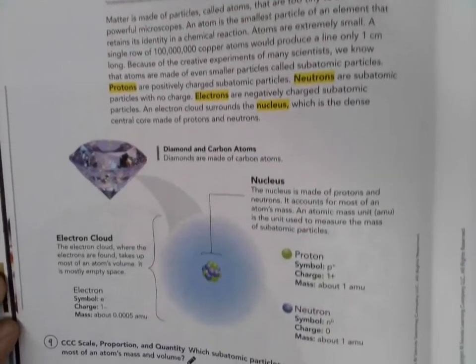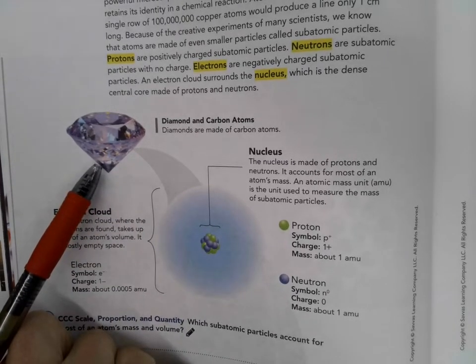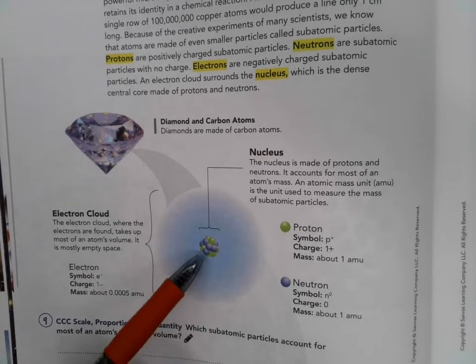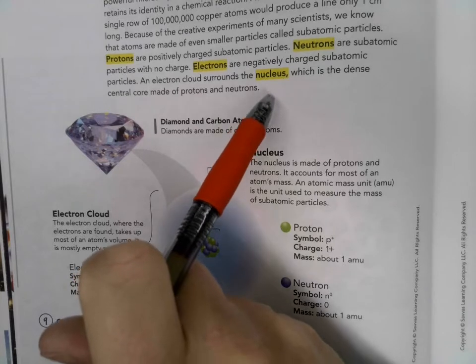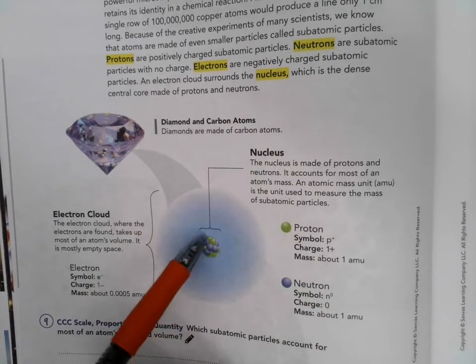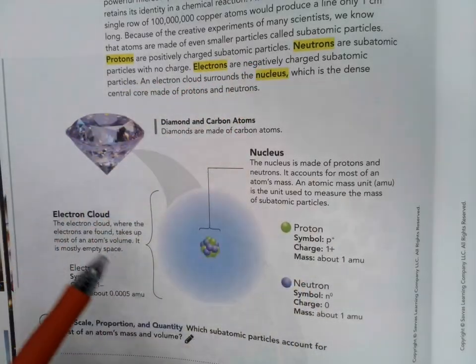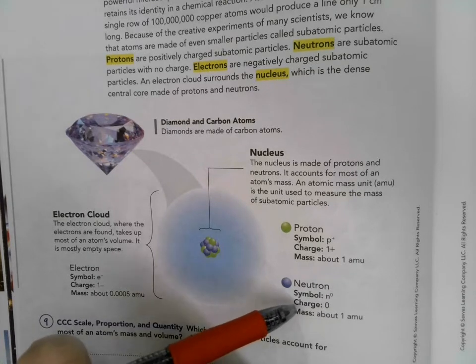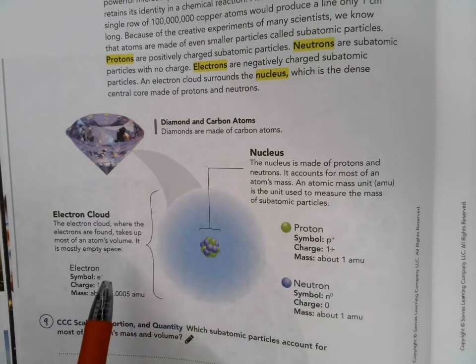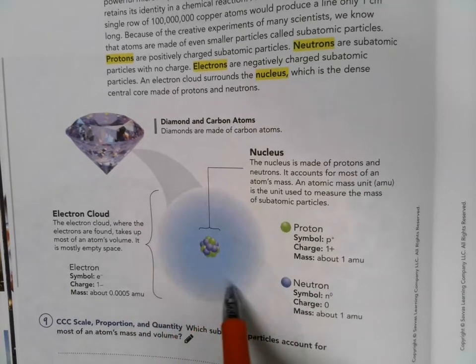If I come down here, we've got a diamond, which is made up of pure carbon atoms. When we look at an atom, it's made up of two parts: the nucleus and the electron cloud. That's where that definition up here comes from. The nucleus is found in the center of an atom, and it is composed of protons and neutrons. The protons are green in this picture, and the neutrons are blue-purple. The electrons we cannot see because they are so small and moving very fast around the nucleus in what we call the electron cloud.